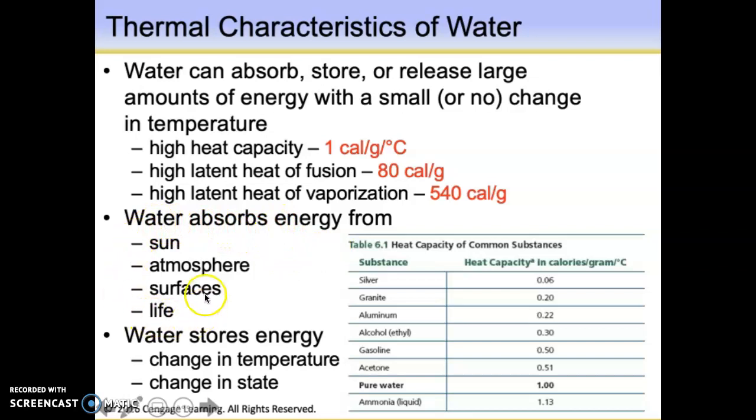So the water absorbs the energy from the sun, the atmosphere, different surfaces like your skin. Think about it. When you sweat, the water on your skin turns into water vapor, which is a gas. And when it does that, look at all the energy it's taking with it, 540 calories per gram. This is a great way to cool off, is for you to sweat. And so the water stores that energy as it goes up. And when it comes back down, it releases it.